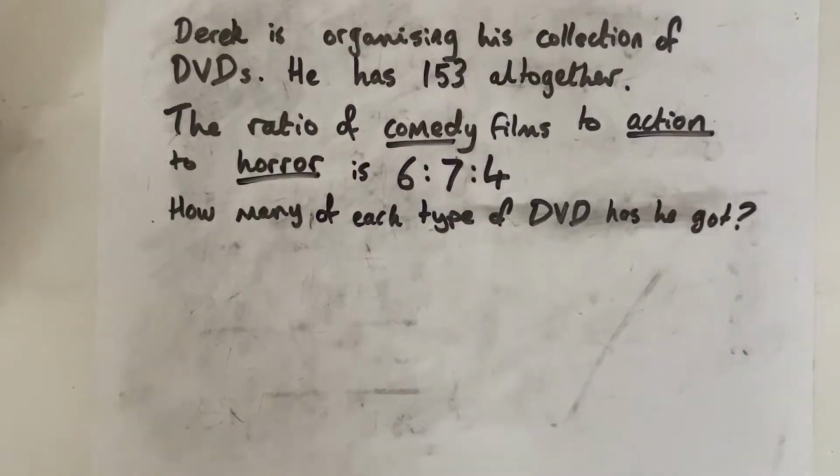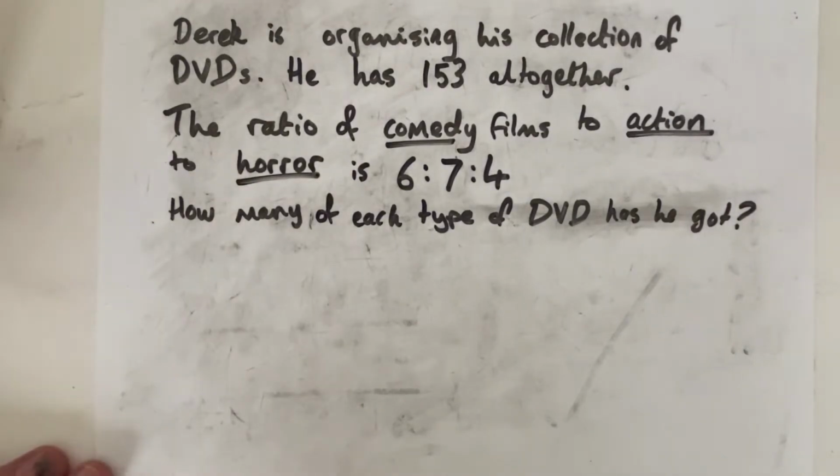So next question. This is the first time we've seen a 3-part ratio. So let's have a look at it. Derek is organising his collection of DVDs. He has 153 altogether. The ratio of comedy films to action to horror is 6 to every 7 to every 4. How many of each type of DVD has he got?